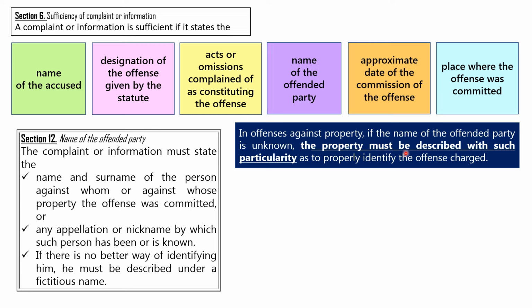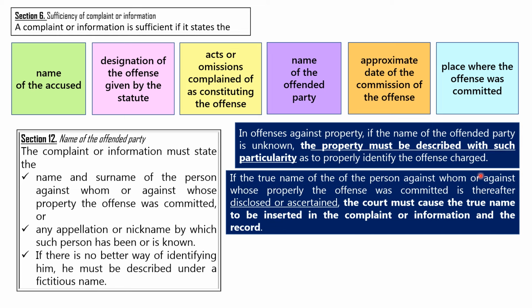The property must be described with such particularity as to properly identify the offense charged. And if the name of the offended party is unknown, or you described him under a fictitious name and later on it is disclosed or ascertained, then the court, the same rule as in the name of the accused, must cause the true name to be inserted in the complaint or information and the record.